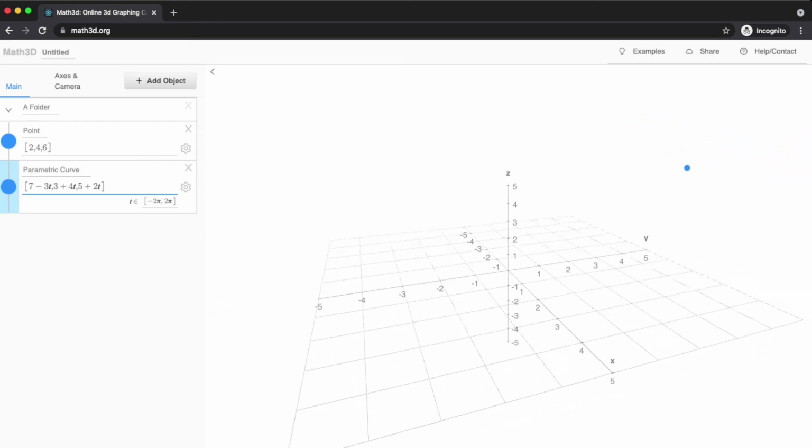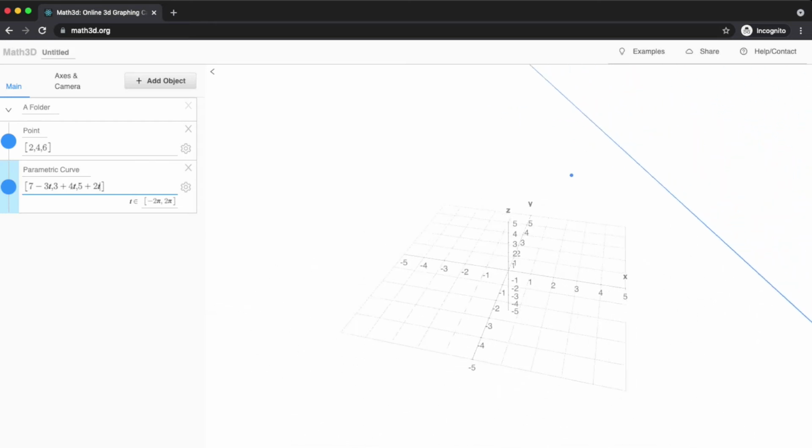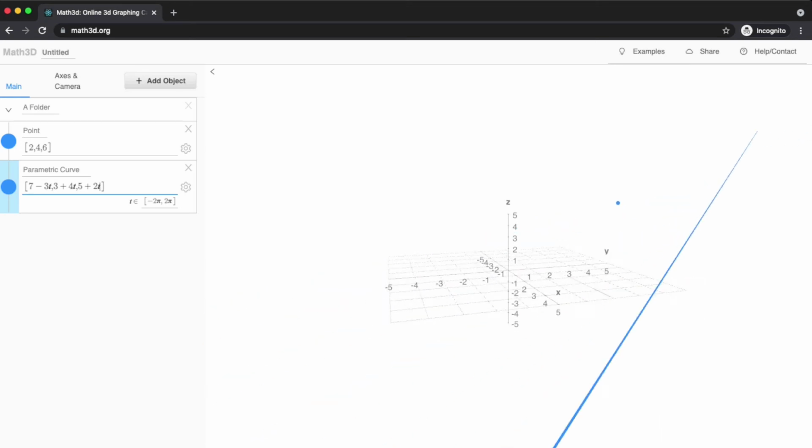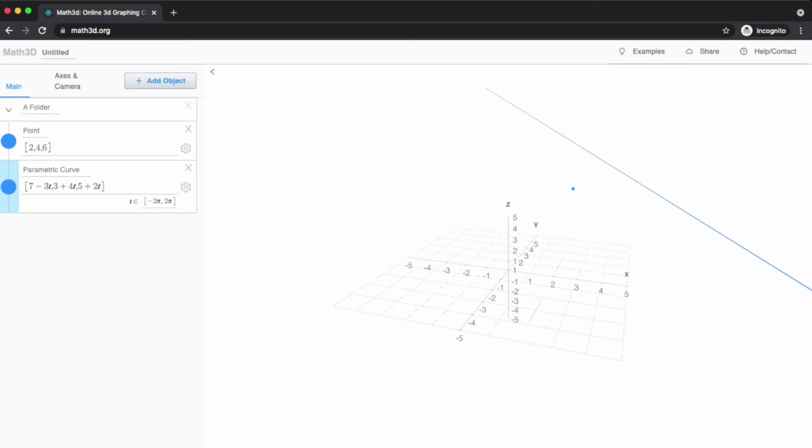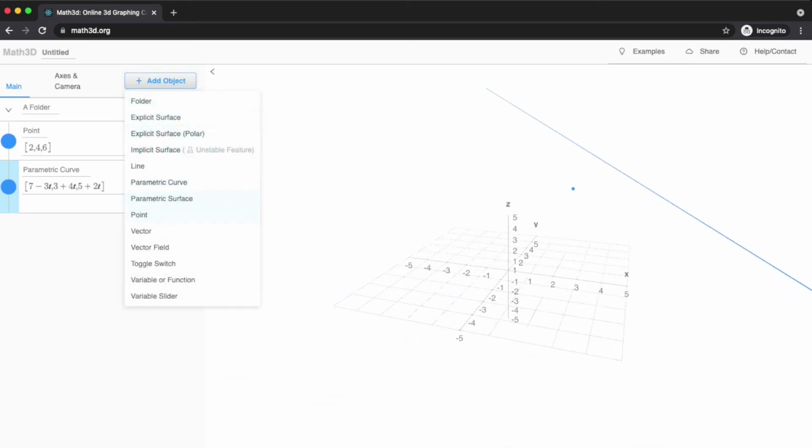So there is our point and our line. We'll zoom out a little bit. And we wanted the plane that contained both of these. Well, let's see if our plane does the trick. So how are we going to plot our plane?